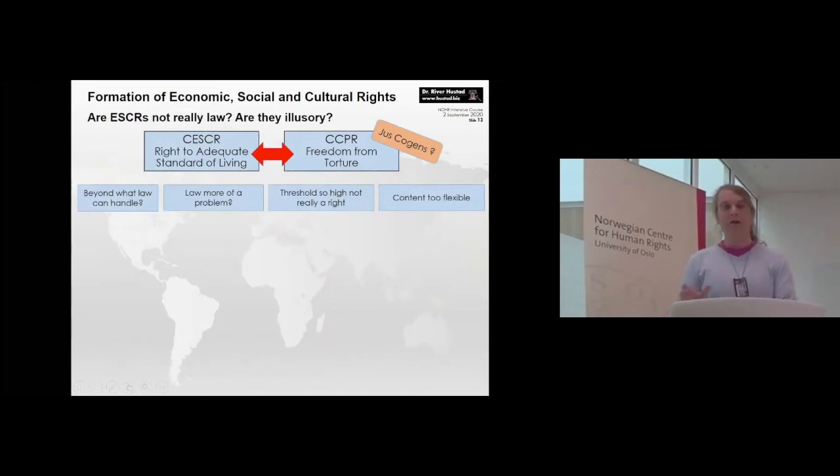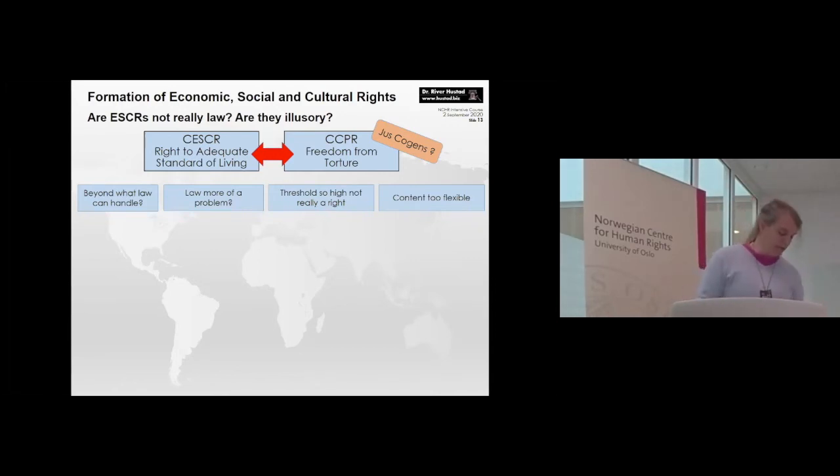So just another comparison between economic, social, cultural rights and civil and political rights. There's often criticisms of the economic, social, cultural rights, that they're not really law, that the law can't really handle them. There's too high of a threshold, the content is too flexible. This isn't really law. And if we compare that, for example, to the freedom from torture, which many claim is something called jus cogens, that's something that no state is allowed ever to deviate from.